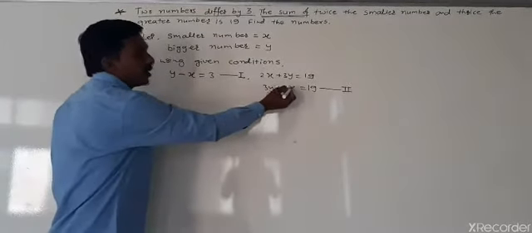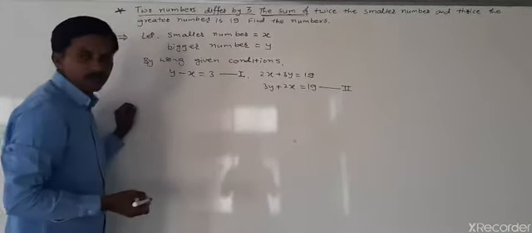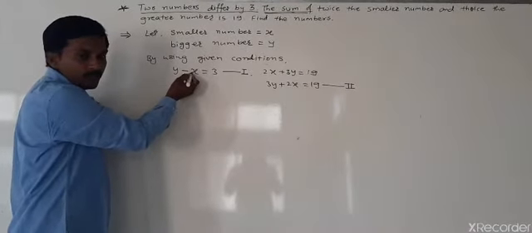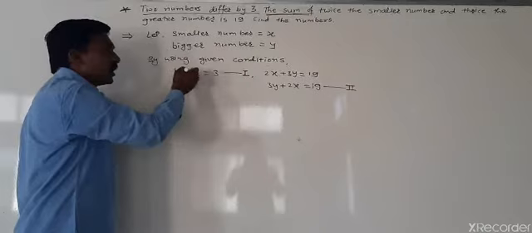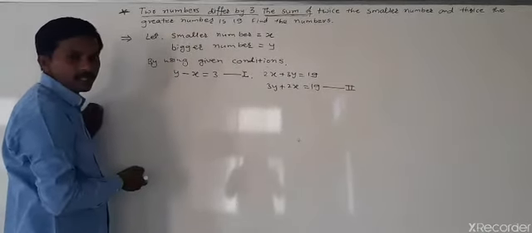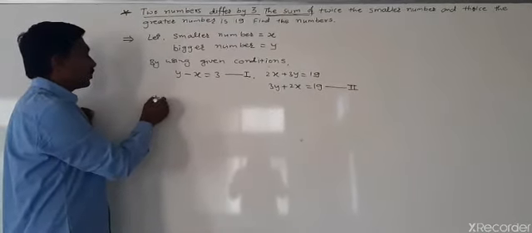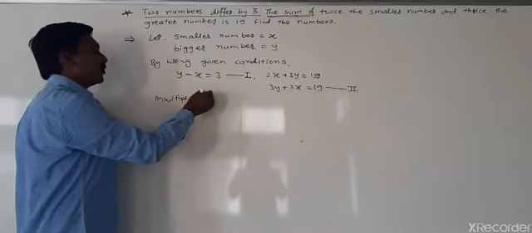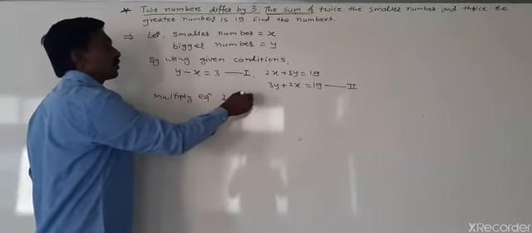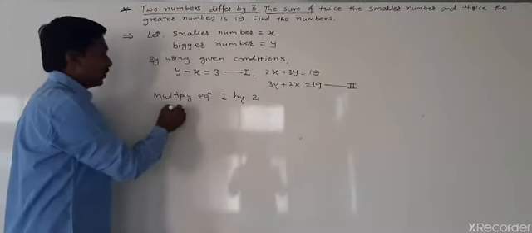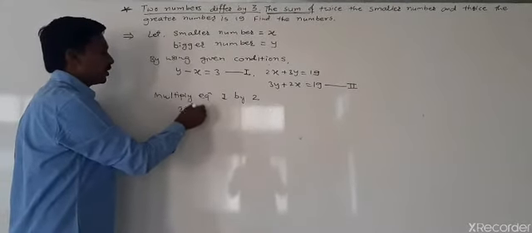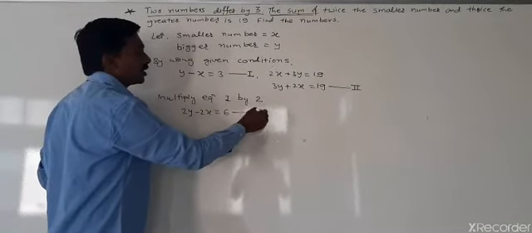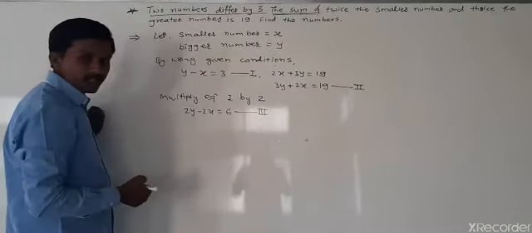Here in the second equation the coefficient of x is 2. So we have to multiply equation 1 by 2, and then we will get the coefficient of x as 2. So we can write here: multiply equation 1 by 2, it will become 2y minus 2x is equal to 6. Represent it as equation 3.